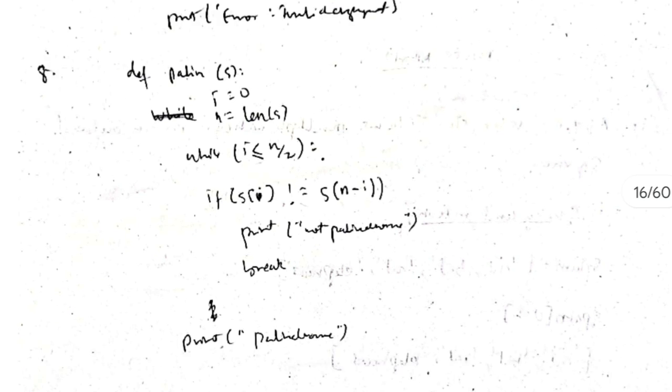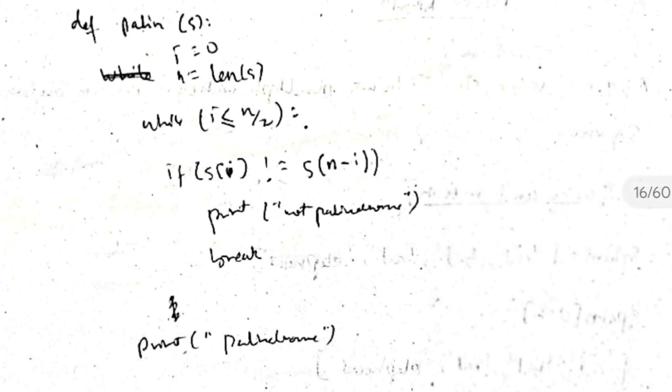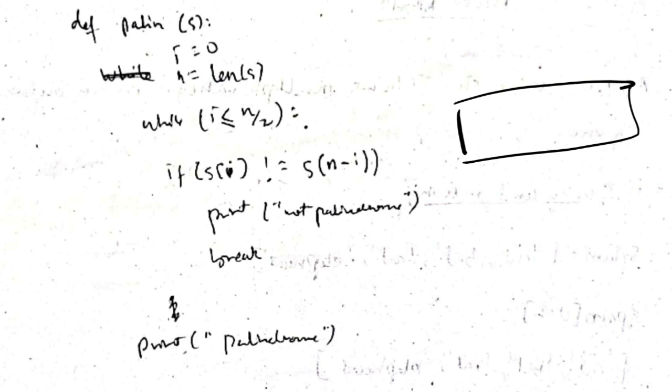Moving on to the next question. Write a function to check if the string is a palindrome or not. So how will you check if a string is a palindrome? I will define palin as this one, and what is the basic idea behind finding if it's a palindrome or not? That's more important for you to know.